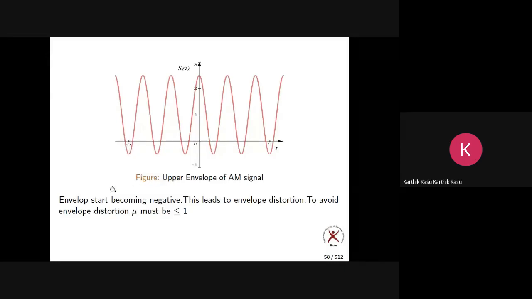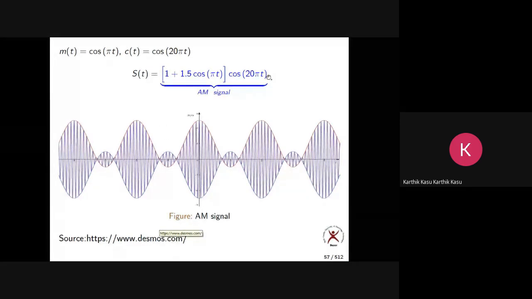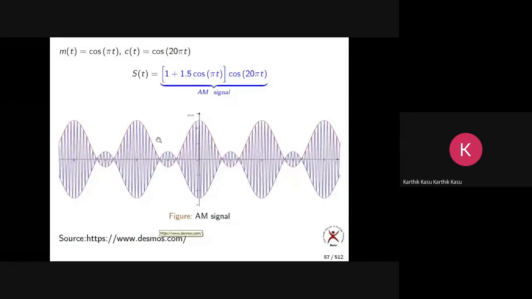Now, one more thing. You can go to desmos.com. You can draw all these waveforms on desmos.com. They're very easy and very interesting also. After this class, just open desmos.com and type this equation. Is it clear, all of you? After the class, just open desmos.com and type this equation. You will get this waveform.